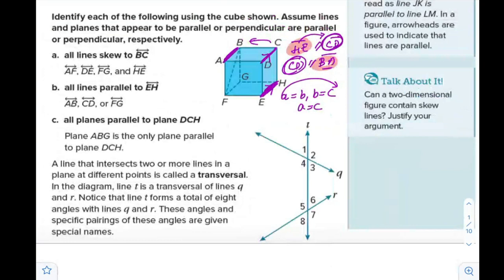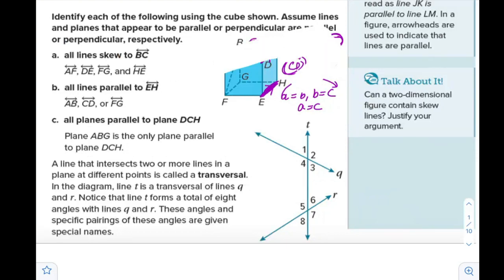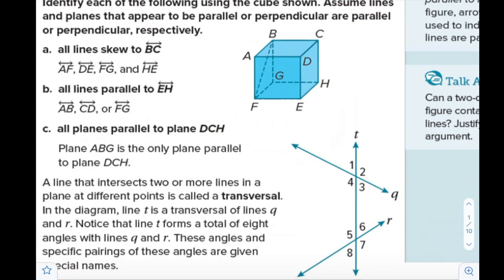We also need now all planes that are parallel to plane DCH. Let's clean that one. What are the planes parallel to plane DCH? Where is DCH? DCH is the plane that includes these points. معناها we are talking about this surface. So what is the plane parallel to that? It is very clear that the only parallel plane is this one.